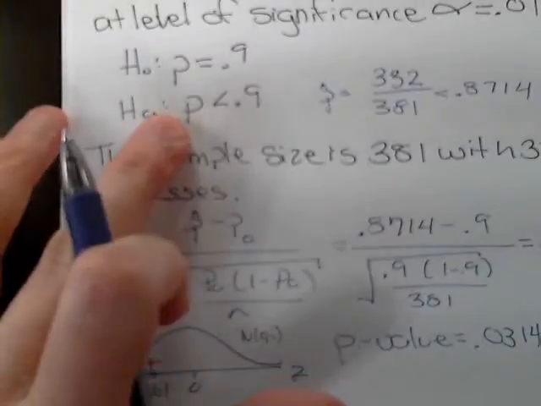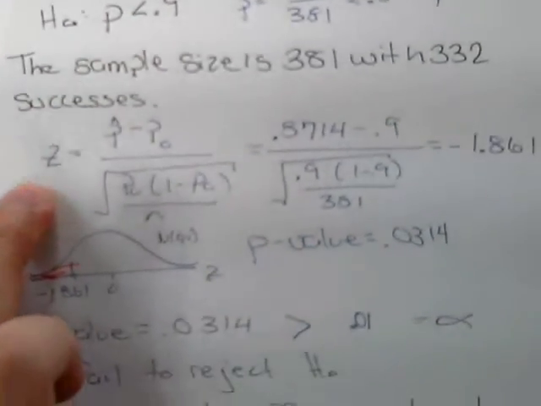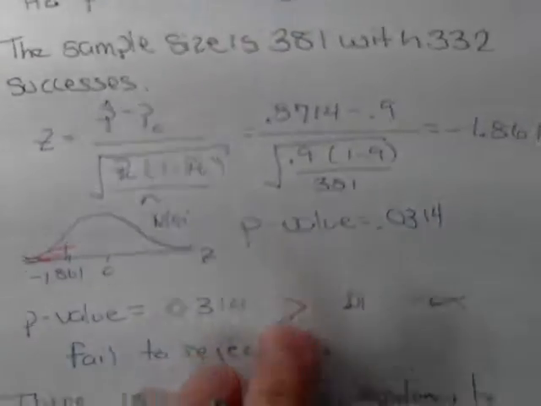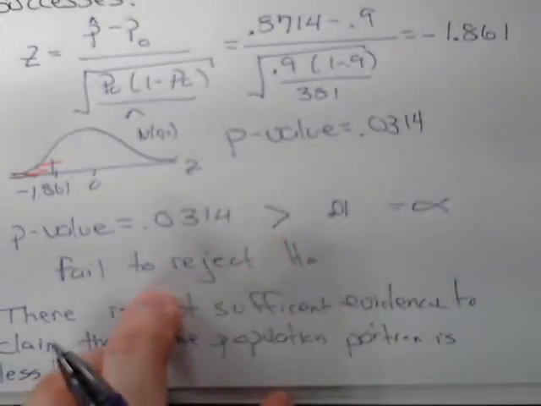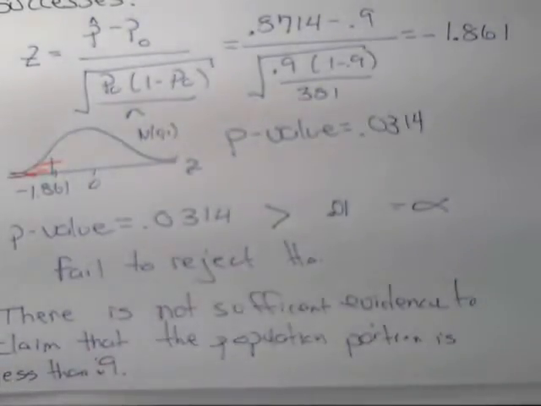So we first find the test statistic, which gives us a p-value, compare the p-value to the level of significance, decide whether to reject the null hypothesis, and write our conclusion.